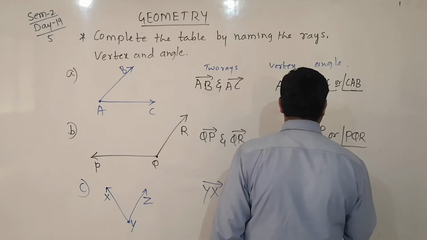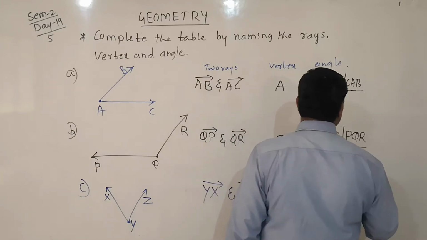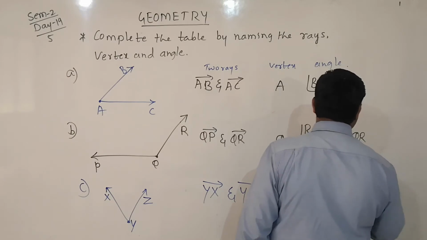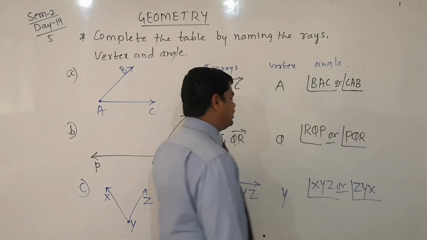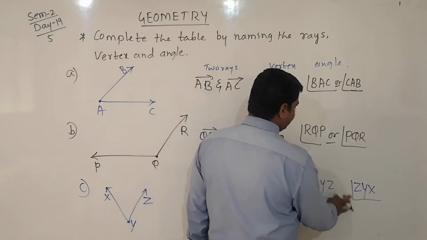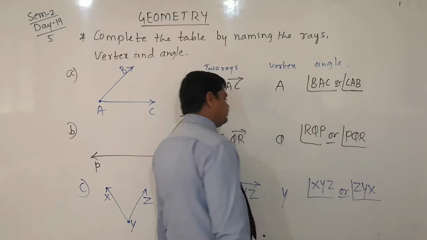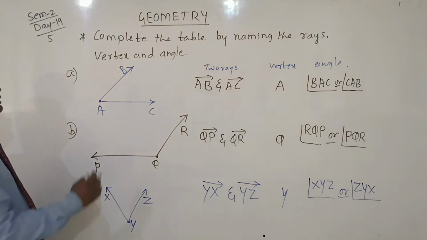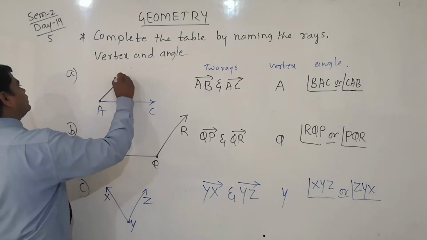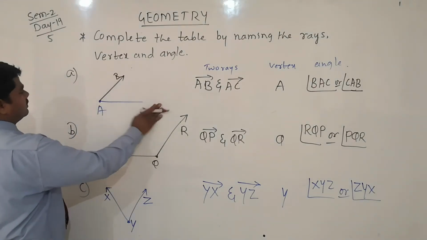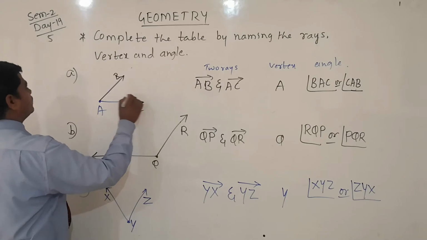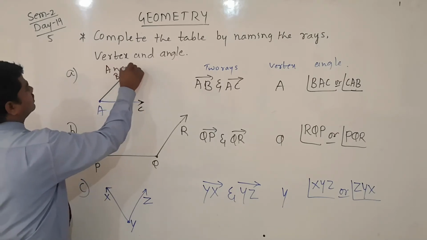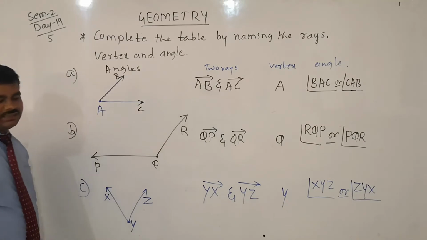Here XYZ is one angle, or ZYX. ZYX is the another angle. We can name the same angle only. Yes. Write down this, this is in a table. Here the angles, two rays, vertex and angles.